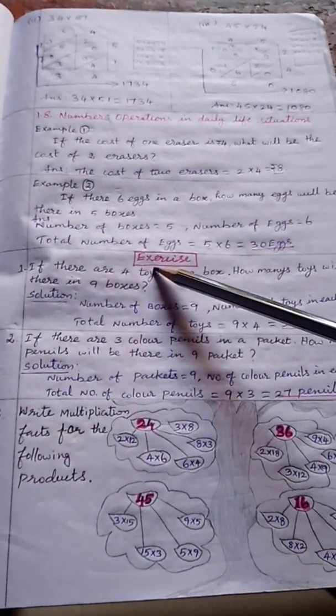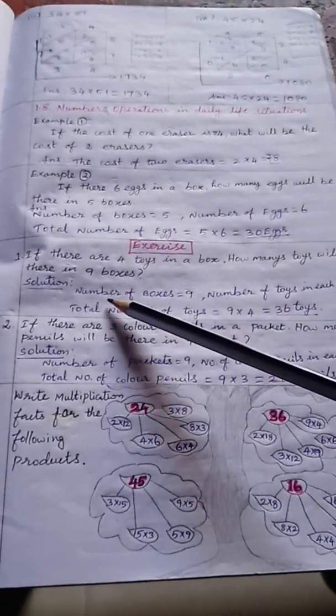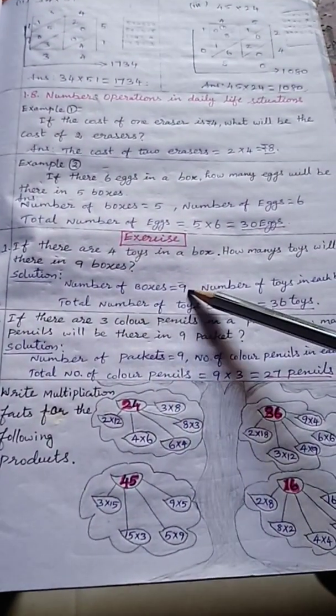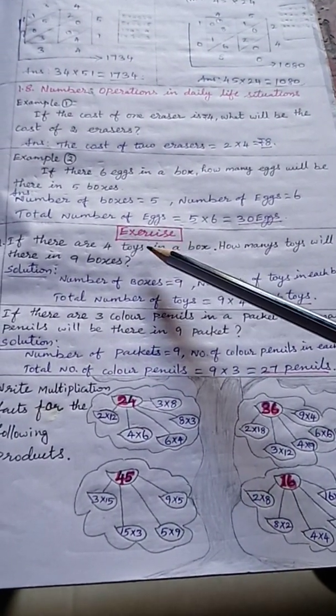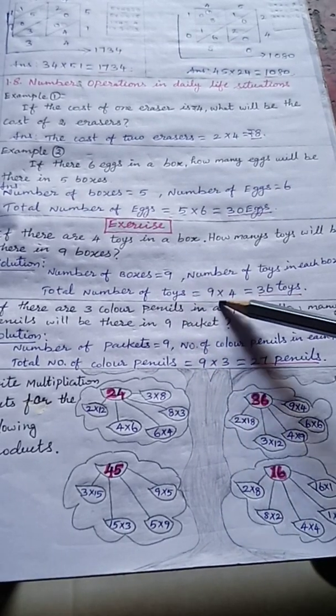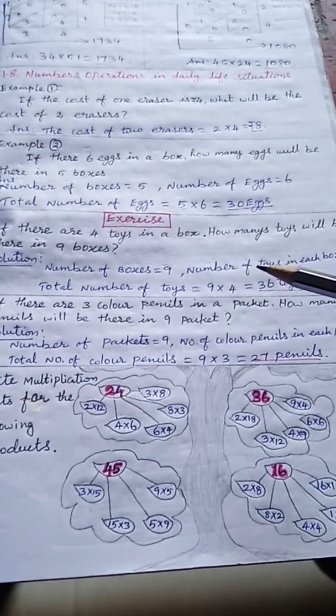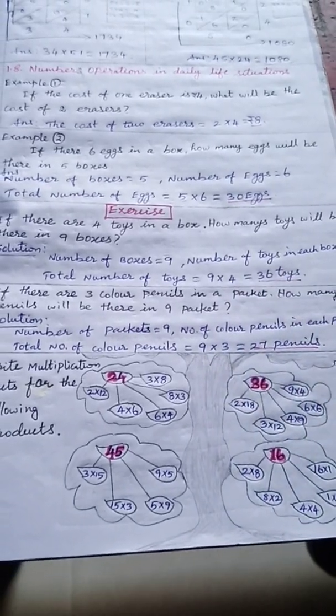Now the exercise. If there are 4 toys in a box, how many toys will be there in 9 boxes? So number of boxes 9. So 9 into 4 toys. So total number of toys equals 9 boxes into 4 toys. 9 4s are 36. So 36 toys.